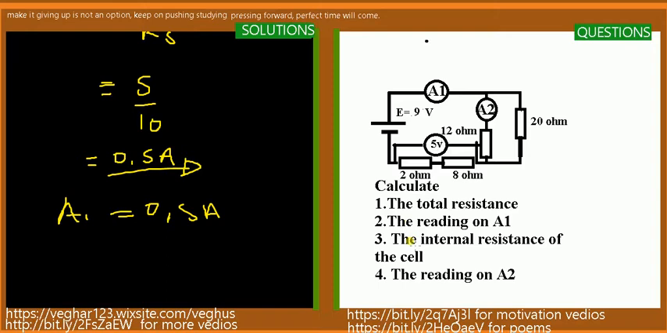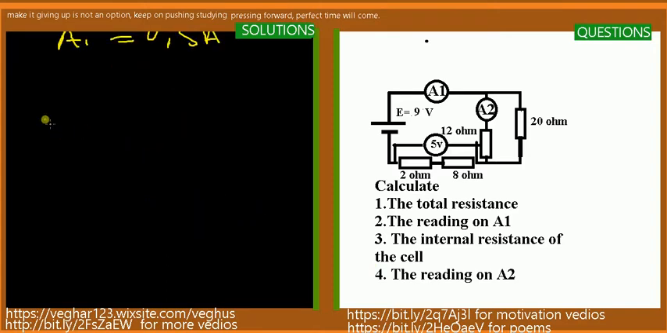So let's go to the next question. The next question asks for the internal resistance of the cell. For this, we have to use the equation for internal resistance, which is EMF equals the total current multiplied by the total resistance in the circuit plus the internal resistance. Making the internal resistance the subject of the formula, we'll take the current outside as a common factor.